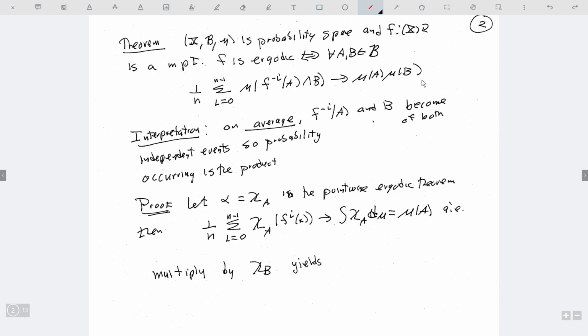All right, so here's the proof. It's not so hard given what we know so far. So let alpha be the indicator function of A. A is one of our measurable sets given. We use this in the pointwise ergodic theorem, as we've seen before, and that means that almost everywhere these averages converge to the measure of A, which is the integral of the indicator function.